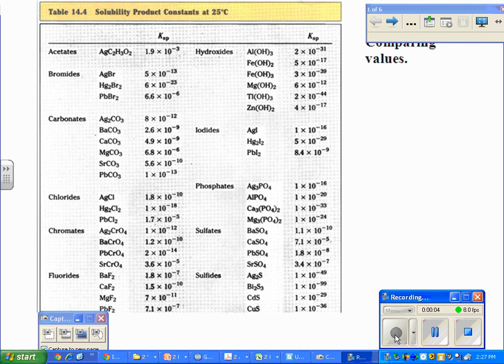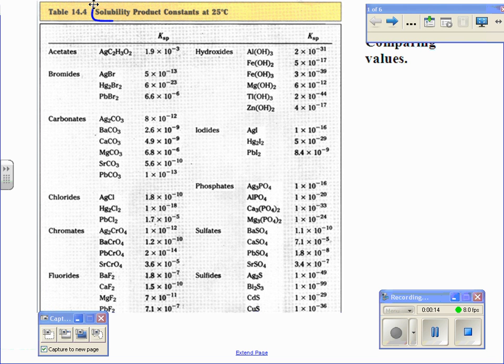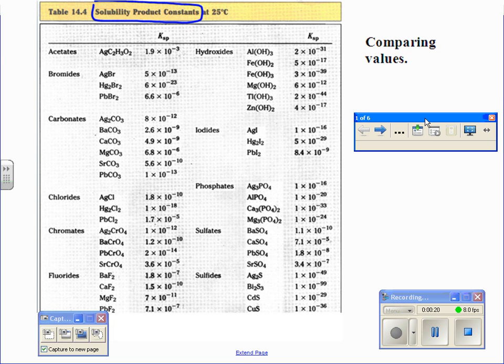Alright, this video is a review, or actually to go over KSP, which is the next chapter, chapter 16. When you look at a KSP table, it has to do with solubility product constants, which are basically compounds that we consider to be insoluble. So what we're actually calculating is the slight solubility of something that in chemistry we normally call insoluble.